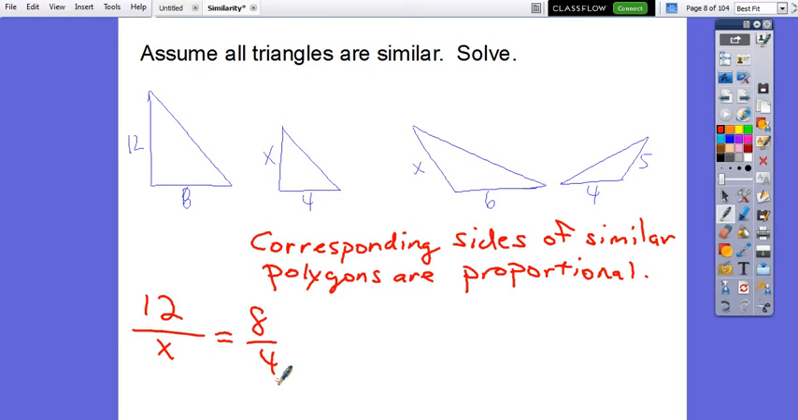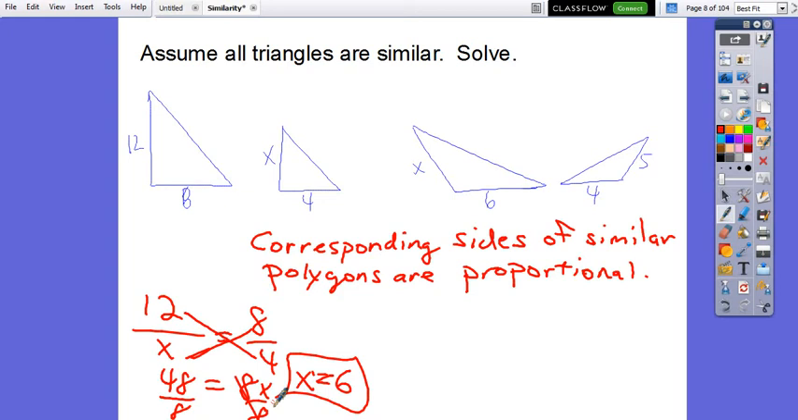Now, what I do to solve this is use the old cross multiplication process. Y'all remember that from middle school? Yes, you do. You know it, but you don't know it. Cross multiply. When I cross multiply, I'm going to get 12 times 4 is 48 equals 8x. And then what's the last step? Divide by 8. So what is x? x equals 6. Okay? x equals 6. So, it's simple.